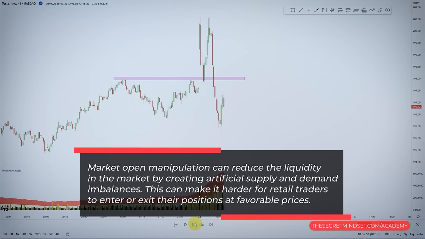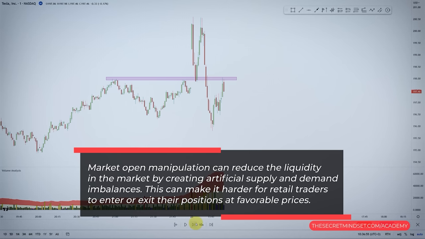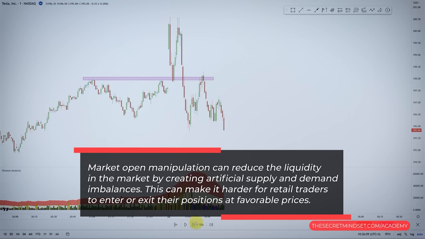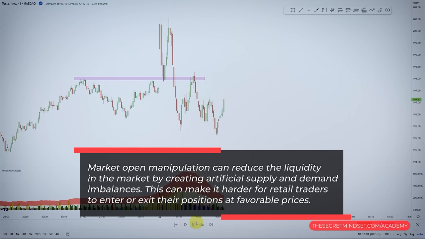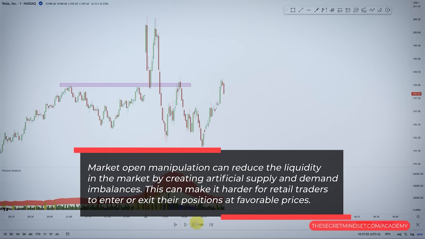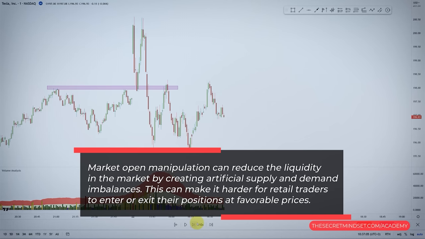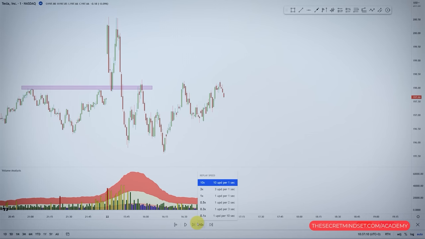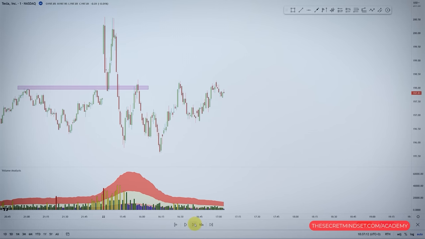Market open manipulation can reduce the liquidity in the market by creating artificial supply and demand imbalances. This can make it harder for retail traders to enter or exit their positions at favorable prices. For a beginner trader, it's very hard to make money in these conditions.